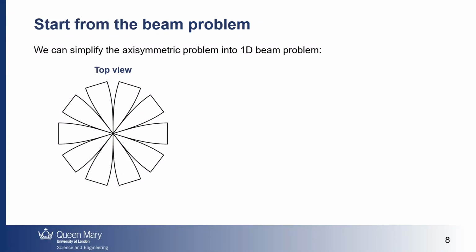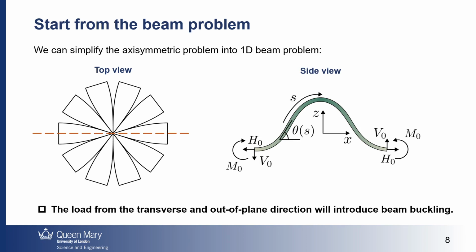Let's start with the simple beam problems. We can simplify these axisymmetric problems into a 1D beam problem. Simply cut it, and if you look at the cross-section of these structures, it is just a 1D beam. By applying transverse or out-of-plane direction loading, you can introduce beam buckling.